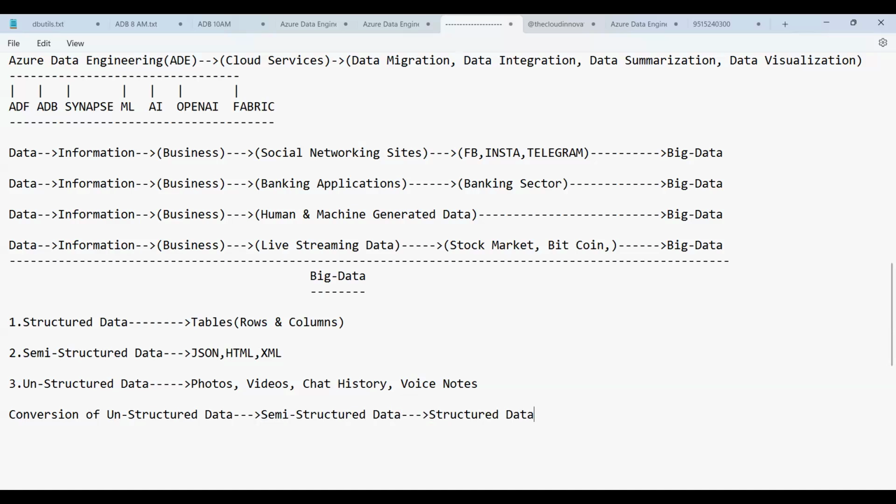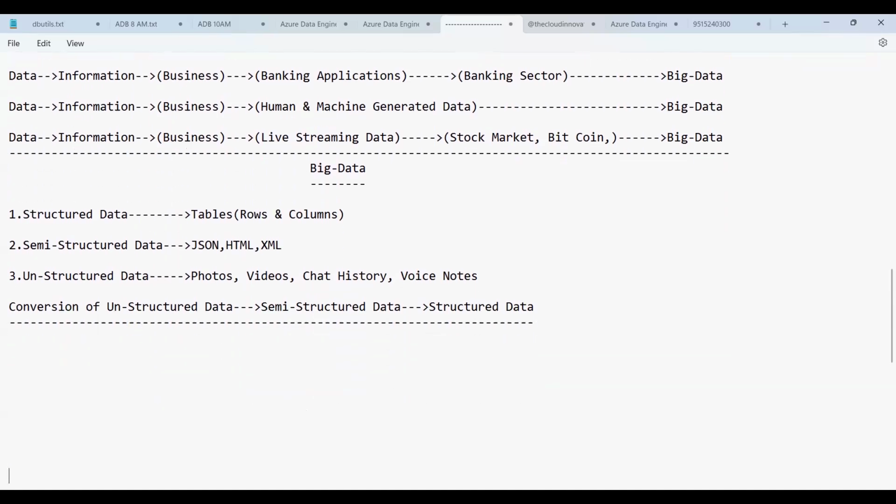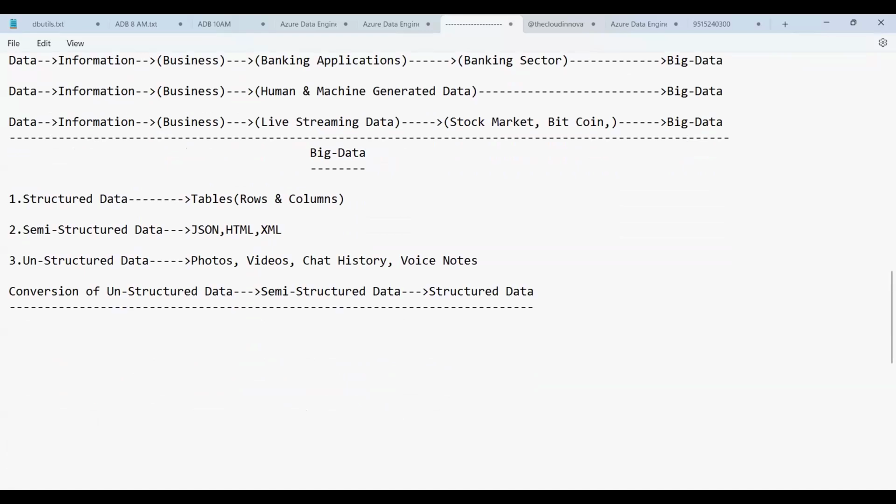Once it is converted from unstructured to semi-structured, and semi-structured to structured, then we'll start the process. But after getting this data from these formats, when the data is ready, guys, what do we do?